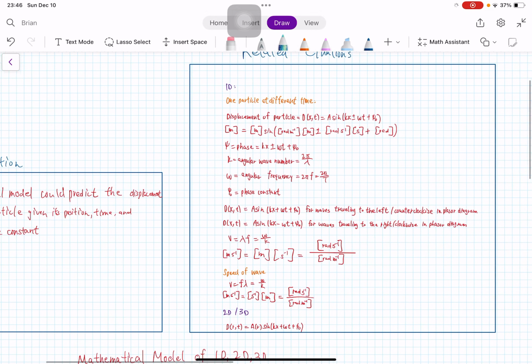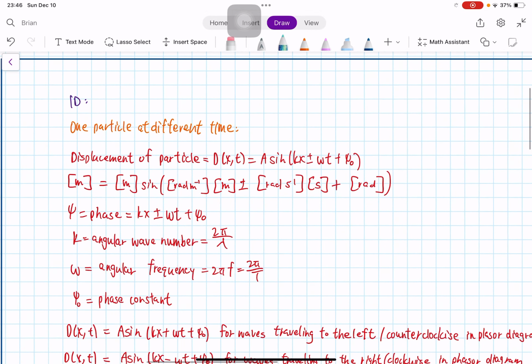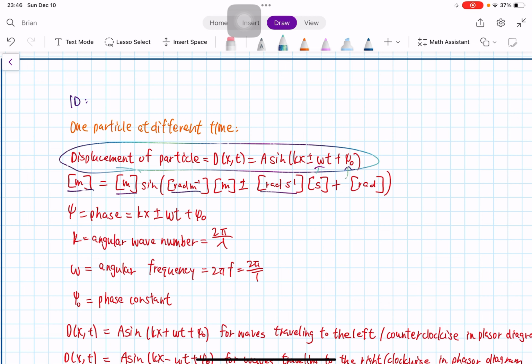And what it means is when we look at the equation here, when it is 1D and one particle at different time, this is the equation here. And the displacement is given in terms of meters, amplitude given in terms of meters, and then the wave number given in rad meters inverse. And then this is the angular speed. The angular speed is in radians seconds inverse. And then finally the phase constant is given in terms of radians.